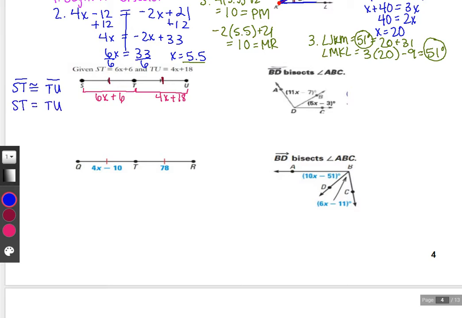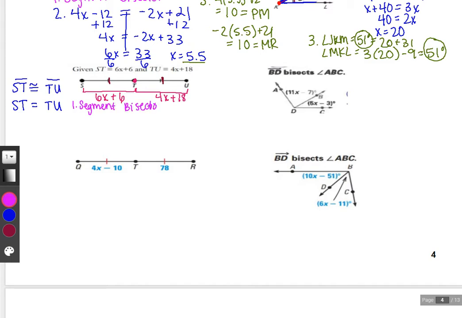So let's go ahead and write down our name. This is also kind of like the last thing we saw. We have our T in the middle bisecting our segment. So our relationship name would be a segment bisector. For the second part, I'm going to set up our equation.